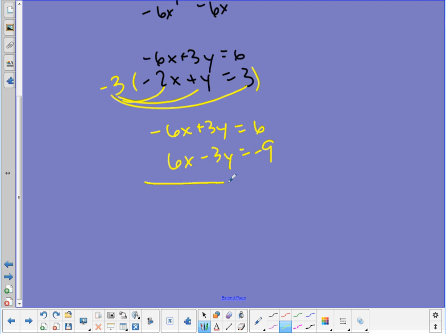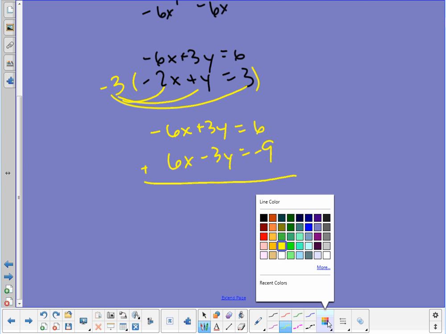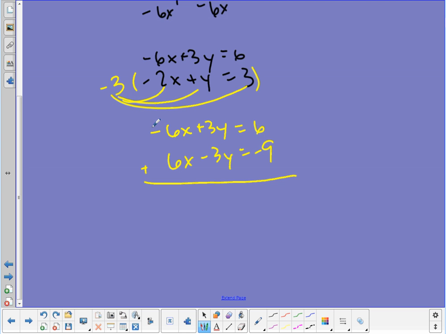Now I have opposite coefficients, now I add them together. But take a look at what happens when we add them together. Negative 6x plus 6x is 0. Positive 3y and negative 3y is also 0. So I've knocked out both variable terms on the left-hand side here, meaning I have nothing left over. We represent nothing with 0, so there it is. Let's take a look at the right. On the right, I have 6 minus 9, which is negative 3.